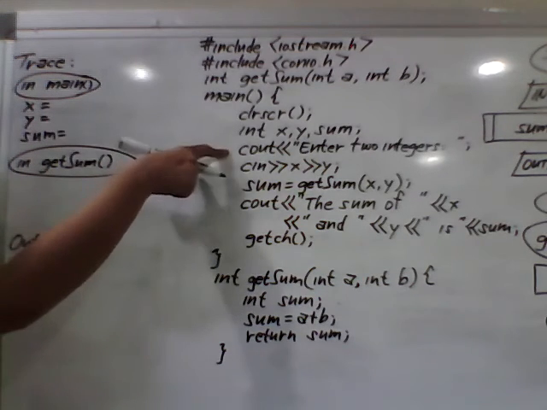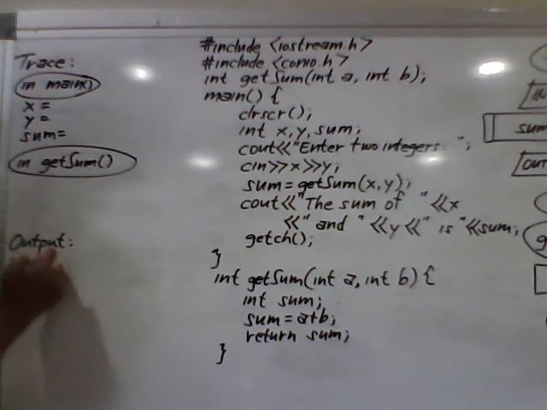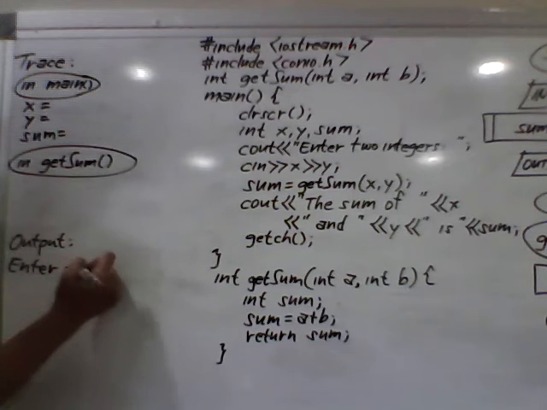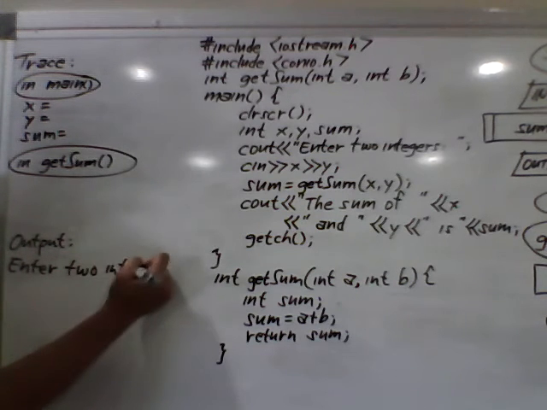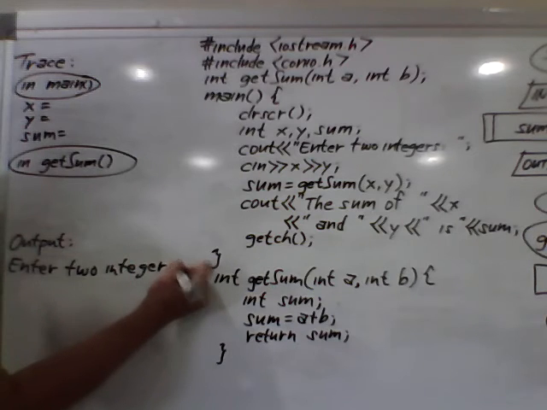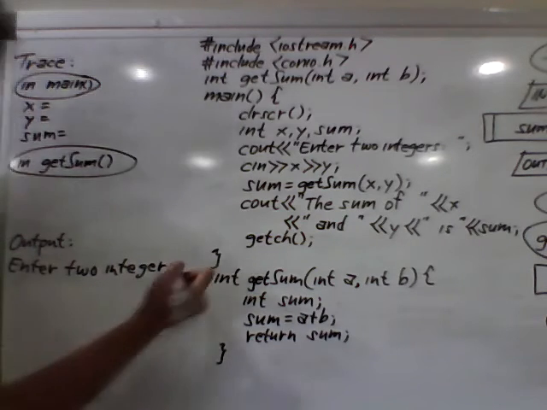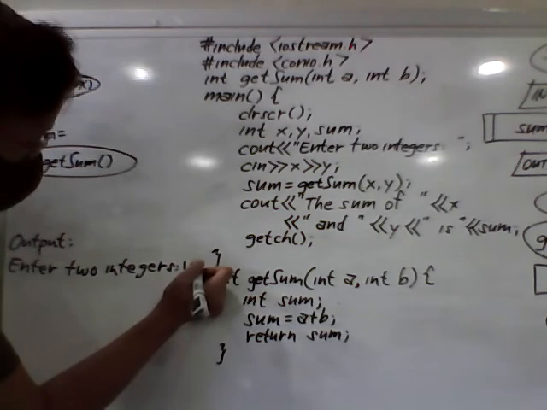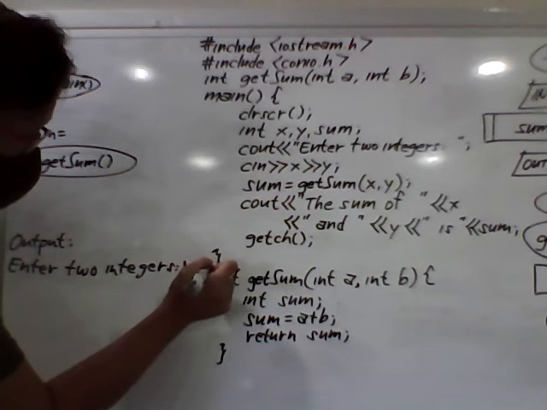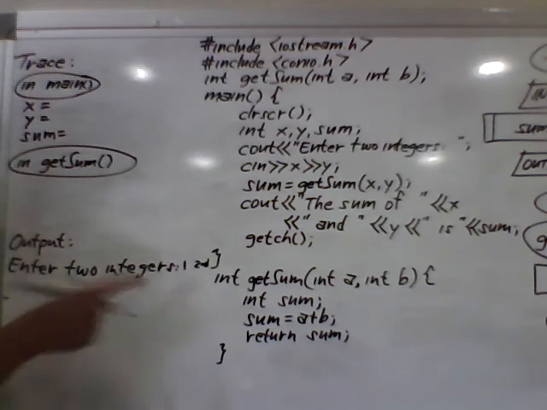And then this is now the first line of output. It's a prompt. Enter two integers. I'm just going to make it simple. I'm just going to assume that the user enters 1 and 2. Hit the enter key. Cursor goes down.